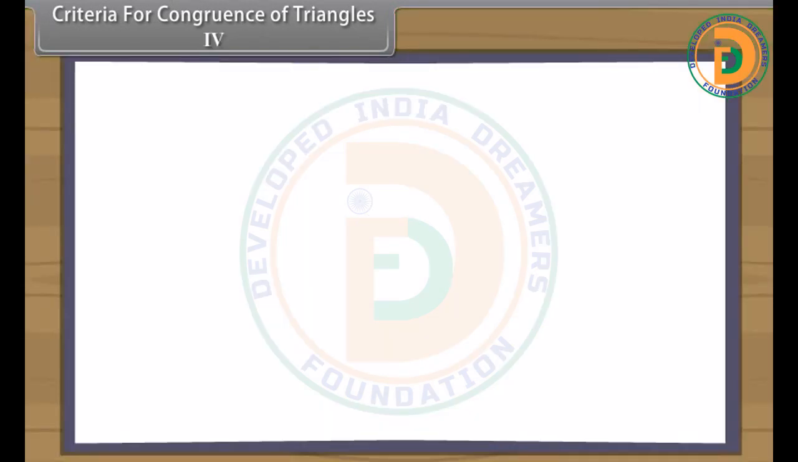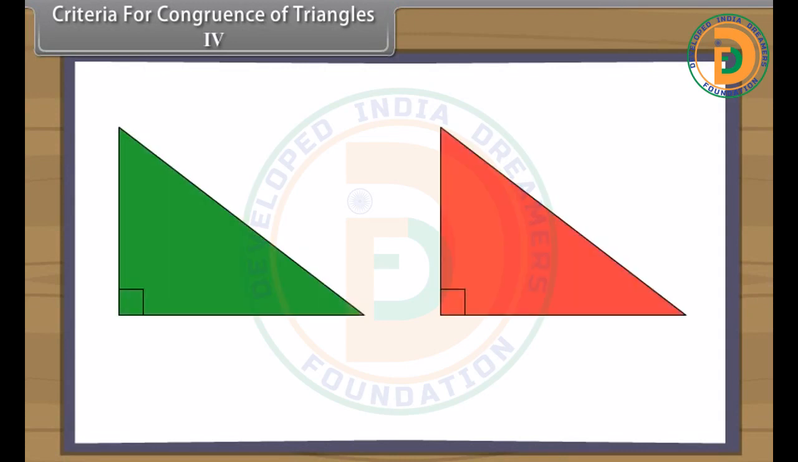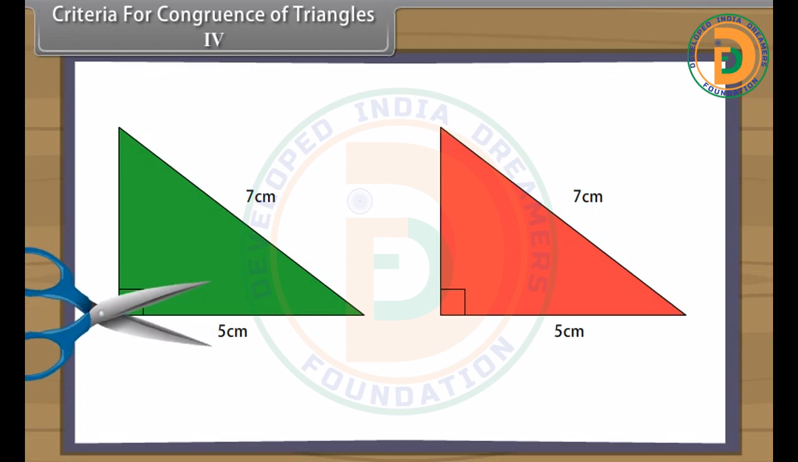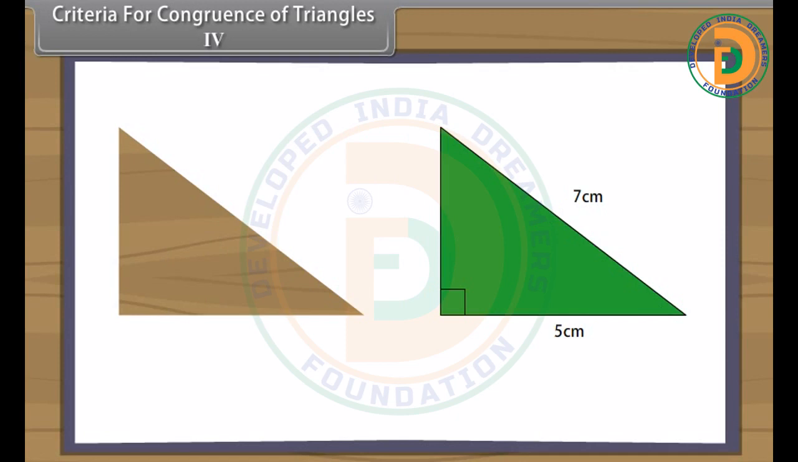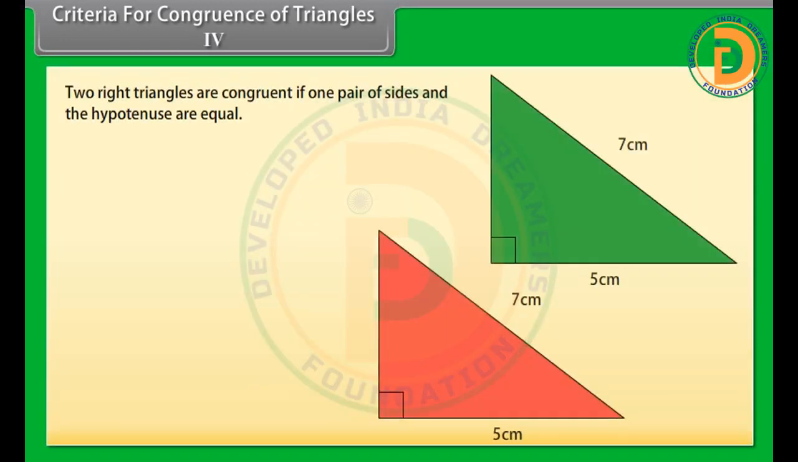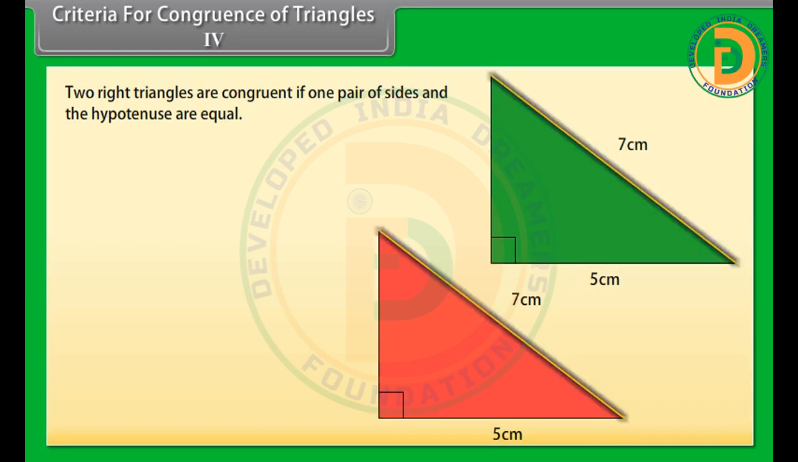Criteria for congruence of triangles 4. Now construct 2 right-angled triangles with hypotenuse equal to 7 cm and one side equal to 5 cm each. Cut them out and place one triangle over the other with equal sides placed on each other. We will observe that the 2 triangles cover each other completely and so they are congruent. Or we can say that 2 right triangles are congruent if one pair of sides and the hypotenuse are equal.